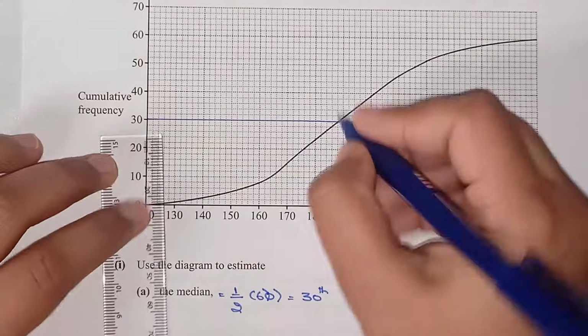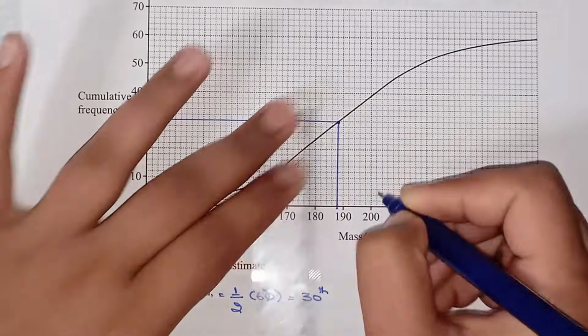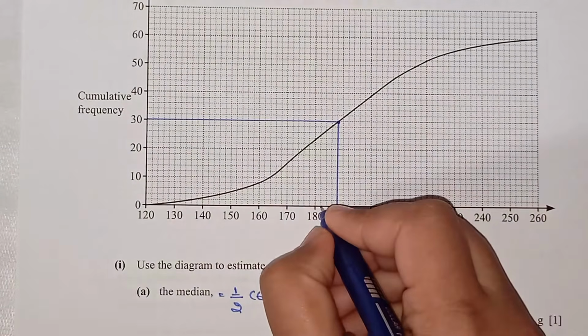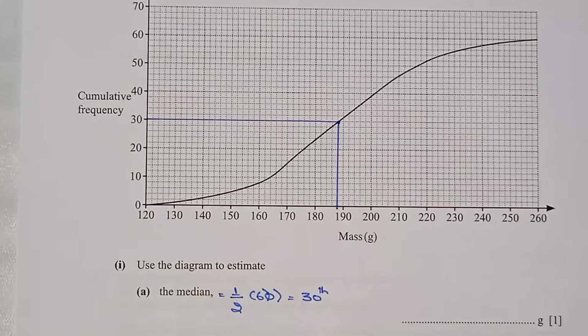Yes. And the 30th value would be 180, 182, 184, 186, 188. So the median is 188 grams, right?